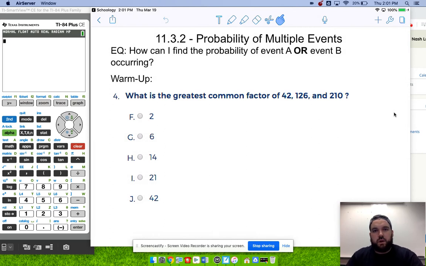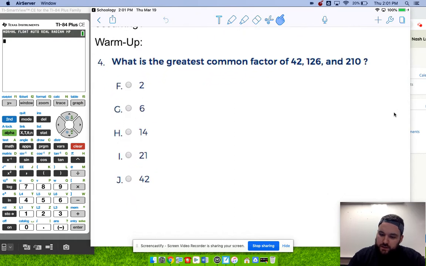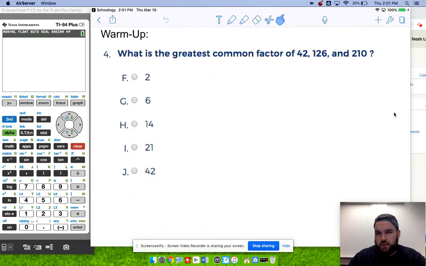All right, day 2 of 11.3. Again, we're talking about probability of multiple events. Day 1, we did a lot of definition on independent, dependent, and mutually exclusive. Today, we're going to focus on what's the probability of event A or event B occurring. In day 1, we talked about probability of both event A and event B occurring with independence. But today, we're going to focus on the or.